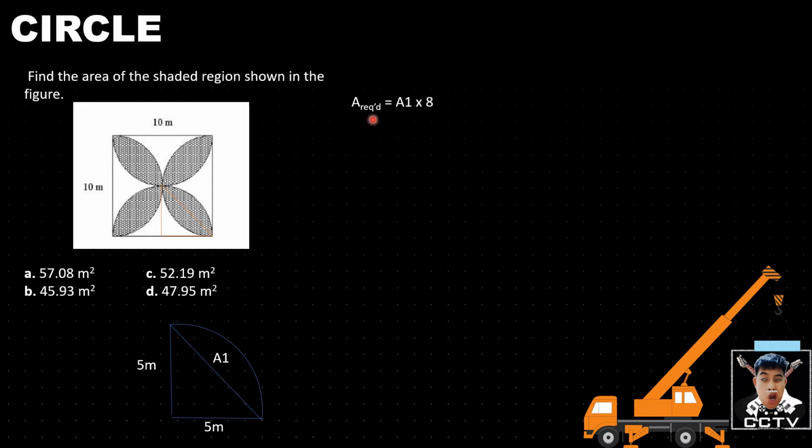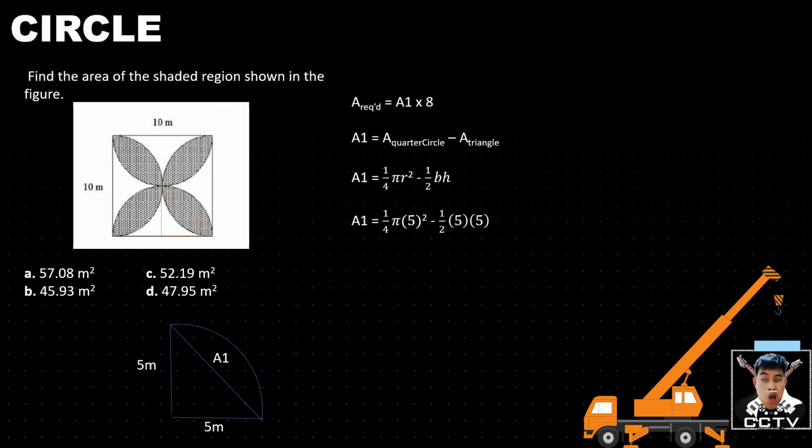This is the area required. Area 1 times 8, because that's only one of them, times 8 to get the area of the shaded part. And of course, our area 1 is the quarter circle minus the right triangle. The quarter circle is 1/4 of the area of the circle, minus the area of the triangle.